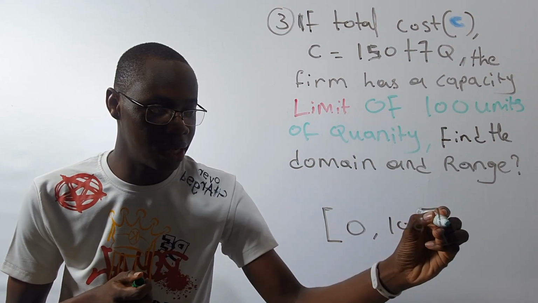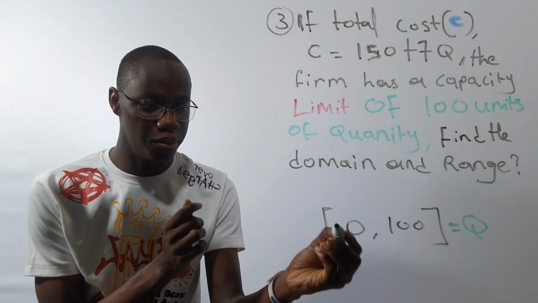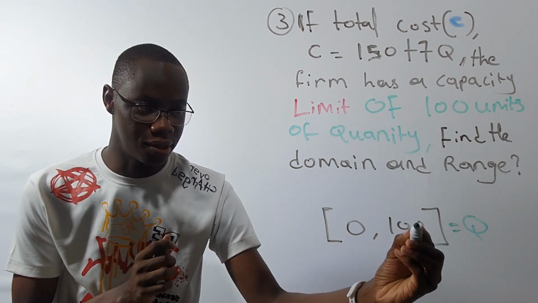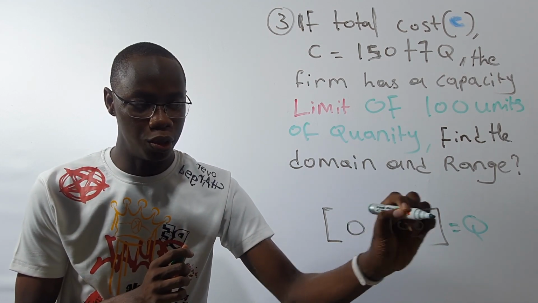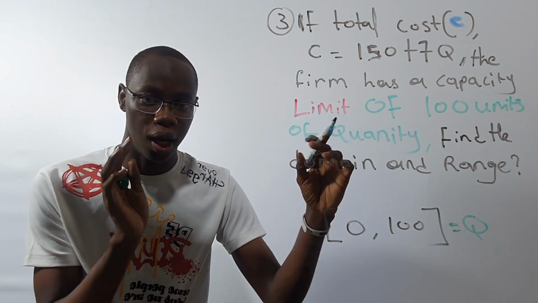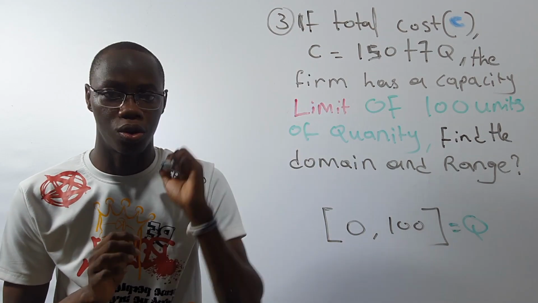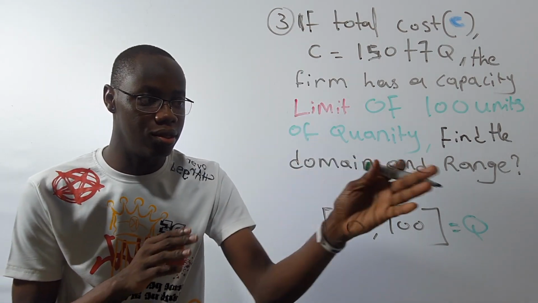The quantity has a limit of 0 to 100, so it can't move out of 0 and it can't escape 100 either. It can't go to 101. It has to be inside 0 and 100. That is the capacity they can produce that will give this cost. This cost is the range.